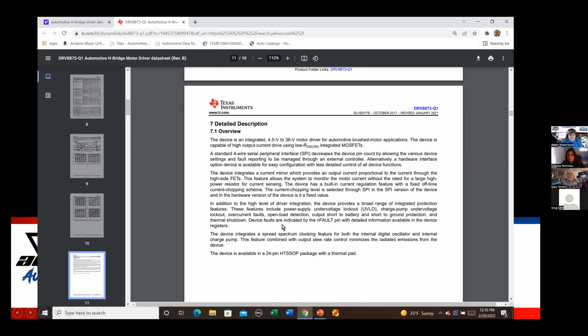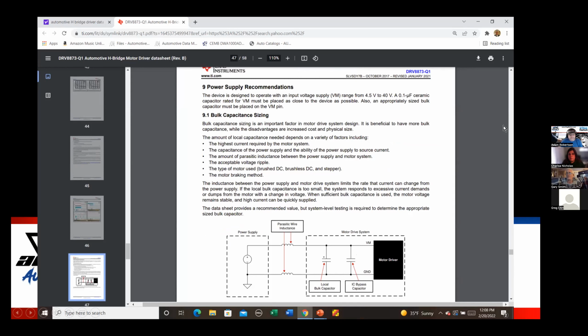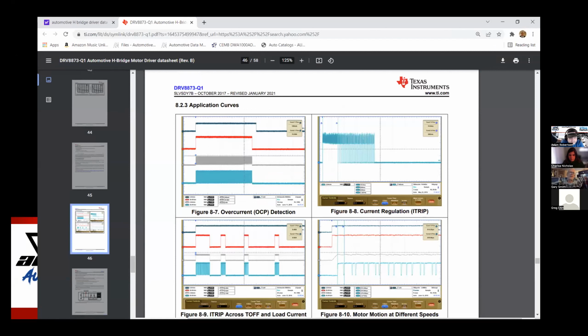The device faults are indicated by the nFAULT pin, and this is chip language, but follow me through it, with detailed information available in the device registers. Now, let me stop you right there and tell you what's going on with this thing. All the data sheets that will give you information on these fault activities will also show you waveforms of what will happen when that fault activity takes place. In this particular case, and this data sheet does not match this car, by the way, I want to be clear about that.